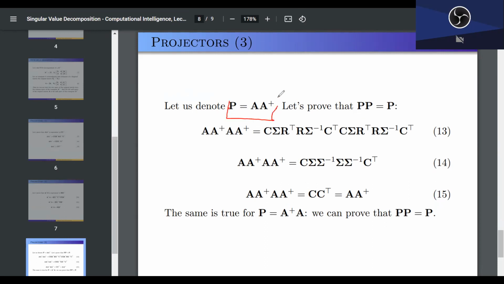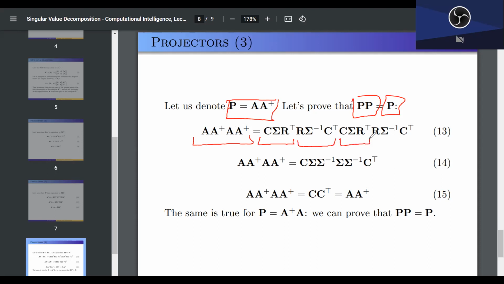This is a projector, right? We can prove that a projector times a projector is a projector, that this is the same thing. How can we prove it? Well, let's just rewrite it this way. And what we have is this ridiculous expression.